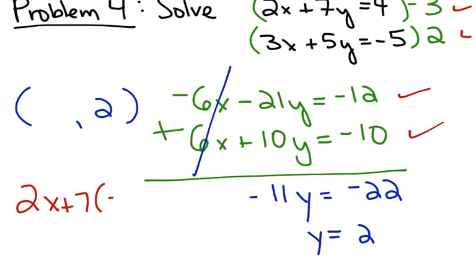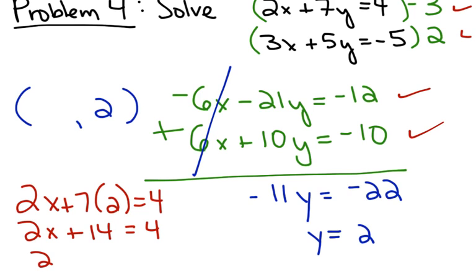2x plus 7 times 2 equals 4. So 2x plus 14 equals 4. 2x is going to equal negative 10. So x is equal to negative 5. So the solution to the system is negative 5, 2.